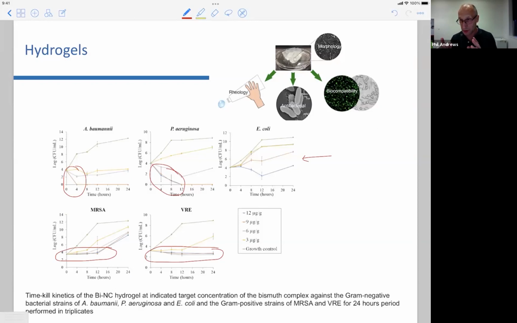So I think that shows the ability to translate this fundamental chemistry into useful products, which should eventually find their way onto the market. And we're using these metals to target these drug-resistant bacteria.